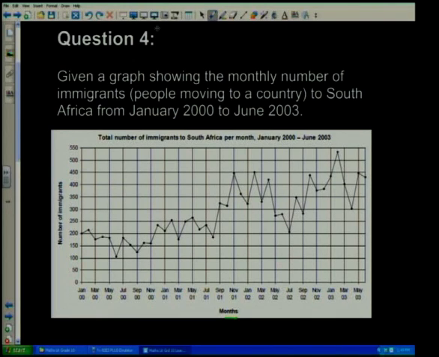Okay? And then we've got the number of immigrants. So we've got numbers from 0 to 550. And these are all connected, and we can do a lot of interpretation from this graph. We can see how many people moved into the country in a particular month. What I want to point out to you, and this is a graph that's probably been taken off the internet somewhere, is that this graph should actually have been a broken line graph, because they are not continuous. I cannot read a value in between.